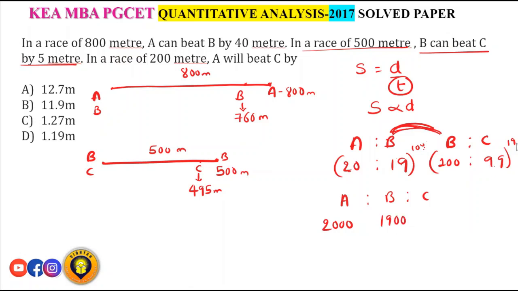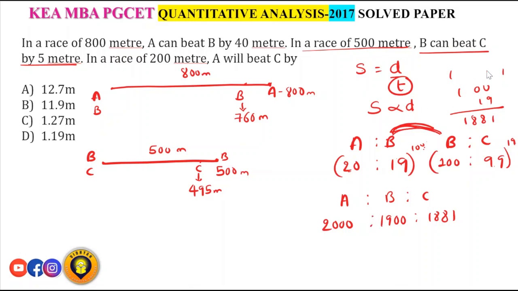Now what is 99 into 19? 99 into 19 means 100 minus 1, so 1900 minus 19, which is 1881. So now what does this mean?